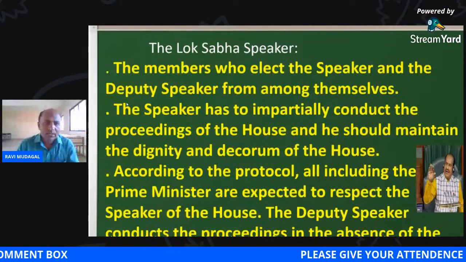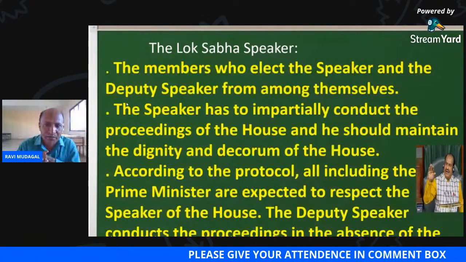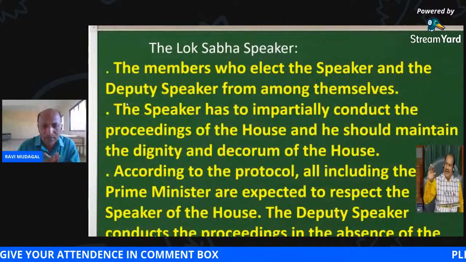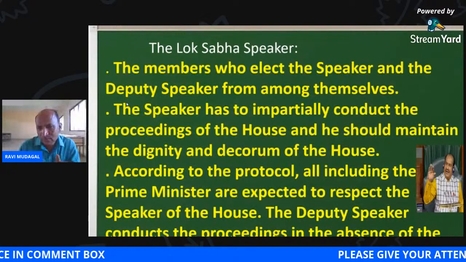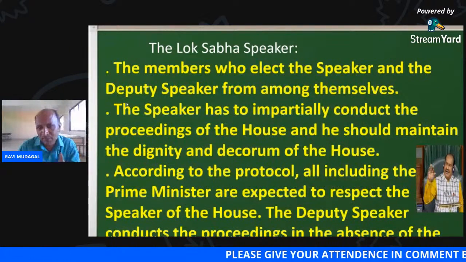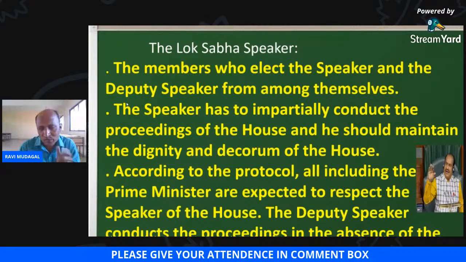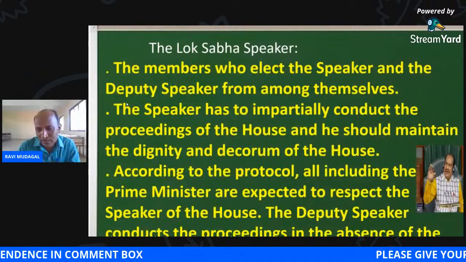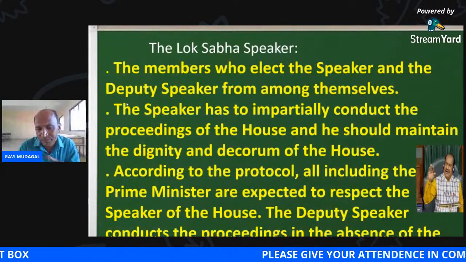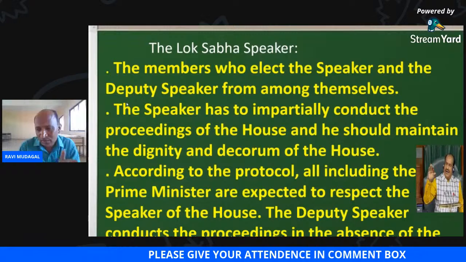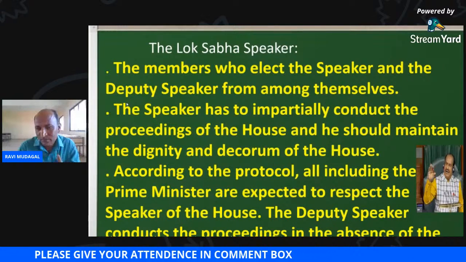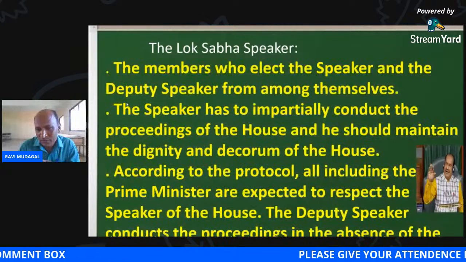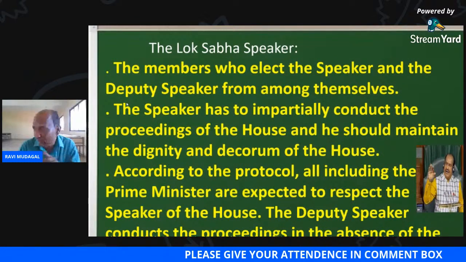Dear students, now let's take a look at the Lok Sabha Speaker. In this slide, you can take a look at the image of the present Lok Sabha Speaker, Om Birla. In this picture, you can see a person. Here, the person is the Speaker of Lok Sabha. His name is Om Birla. Right?